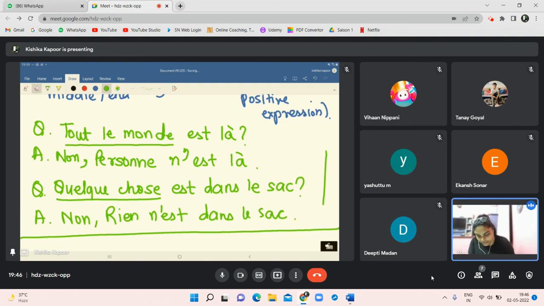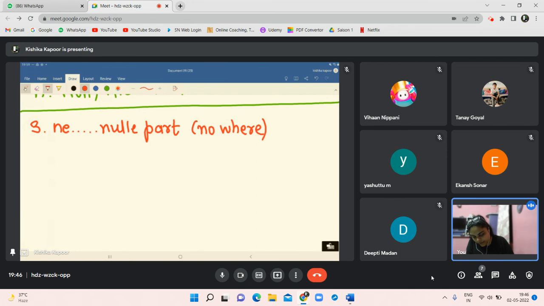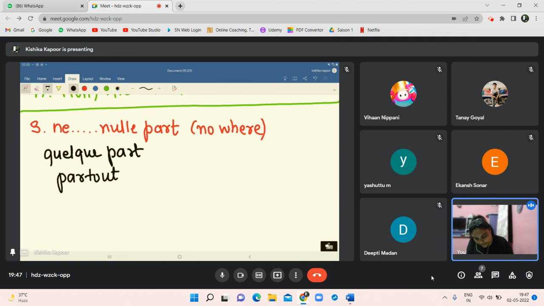Okay. After that, the next negative expression, that is the third one. After this, it's going to be very easy because you have understood the first two. The next negative expression we have is ne... nulle part. Nulle part basically means nowhere. Whenever you have a positive expression, quelque part, that is somewhere, or partout, that is everywhere, you use in your answer nulle part.